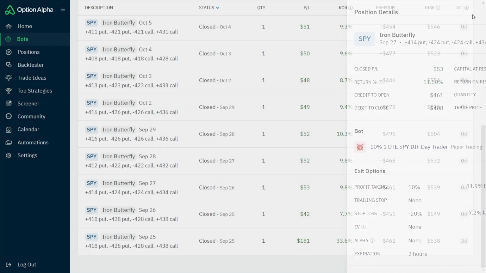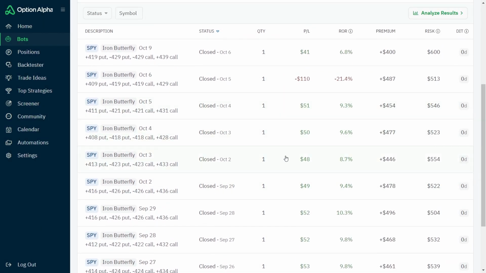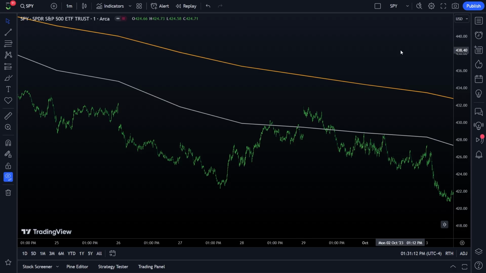So let's go over to the SPY chart, and I'll show you these trades on the chart. Okay, here is the 1-minute chart of SPY during the beginning of the testing period. SPY obviously is in the candles down here. You've got your 5 EMA in this white line, and you've got your 14 EMA in the orange line. So if the price is below the 5 EMA, which it is, and the 5 EMA is below the 14 EMA, which it is, then it's going to open up a bearish iron fly.